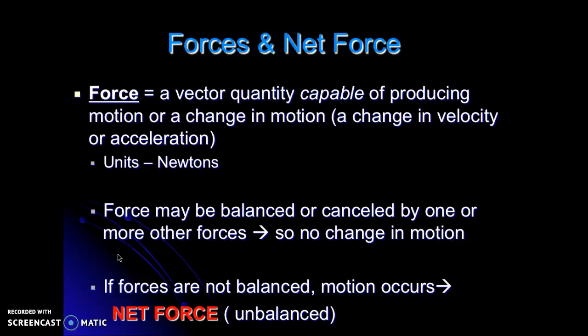So we think of these as all types of forces. Forces have units called newtons. And a force may be balanced or canceled out by one or more other forces. If that's the case, there's going to be no change in motion. So the book is sitting there on your table and not moving because the forces upon it are balanced. If the forces are not balanced, that's when motion occurs, and we call this a net force.